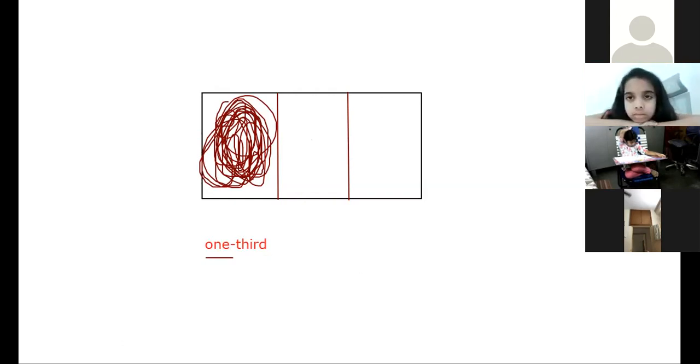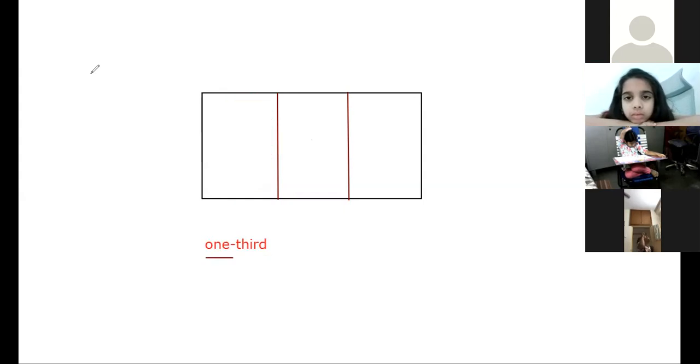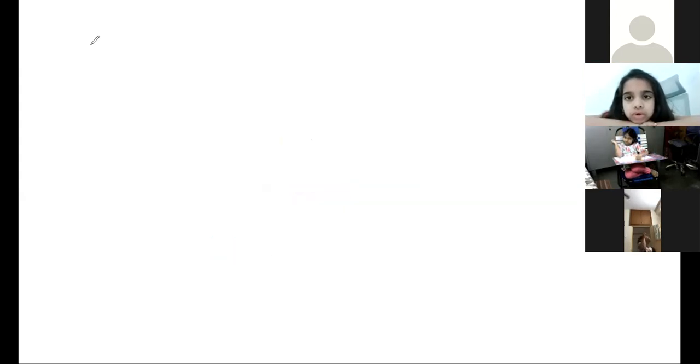Half means that object should be divided into 2 parts, and out of 2 you are talking about only 1 part. Fine? Yes, Ketan? Ma'am, page number. Ketan, this was just an example. Page number is 9.